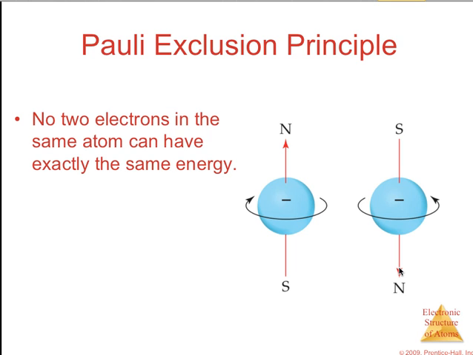So if we look a little further into quantum mechanics, let's talk about the Pauli Exclusion Principle. This states that no two electrons in the same atom can have exactly the same energy. So it comes down to this: every electron in an atom has a different set of quantum numbers, has a unique energy content.